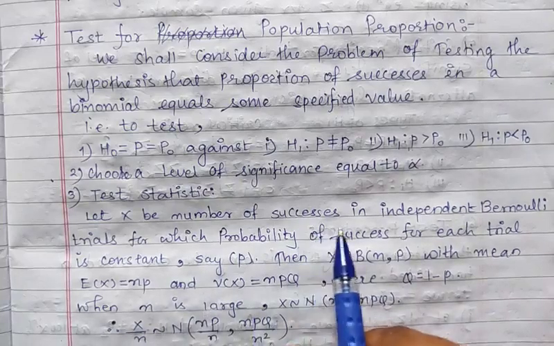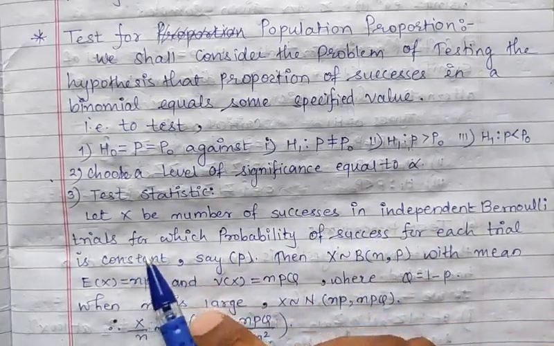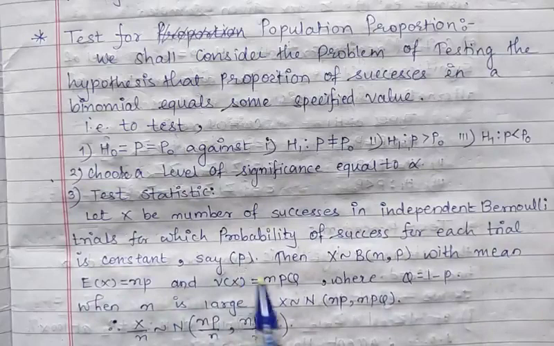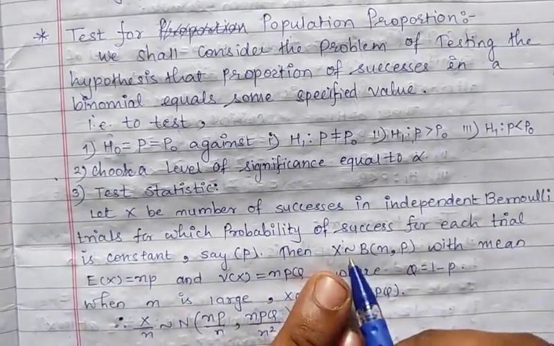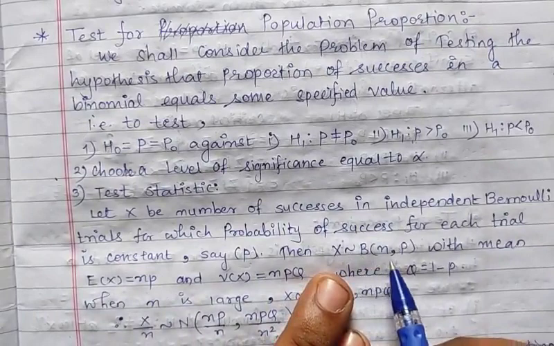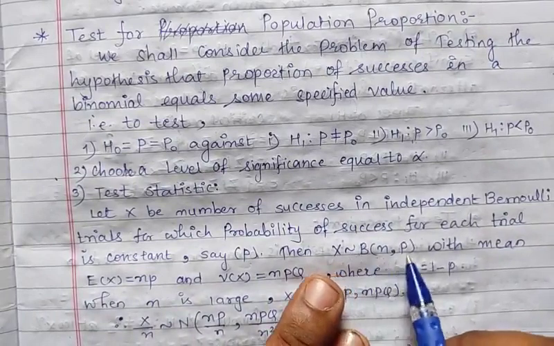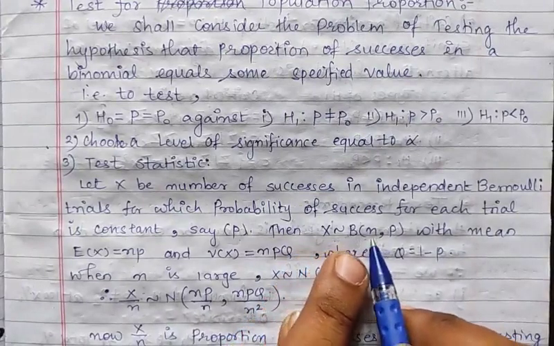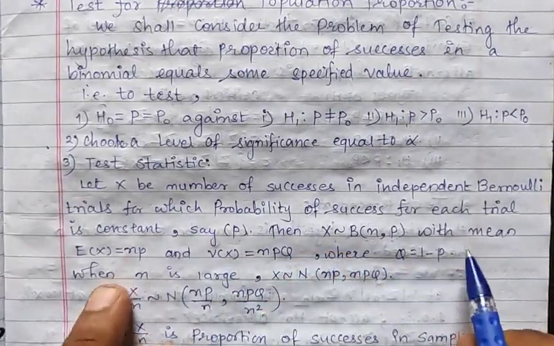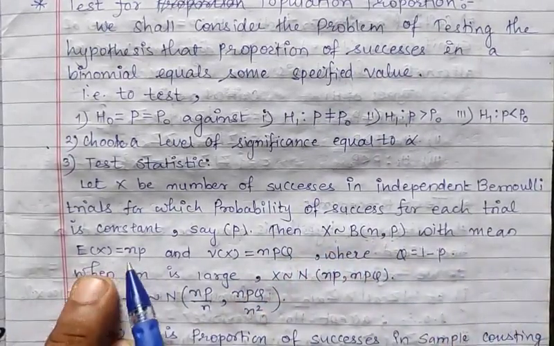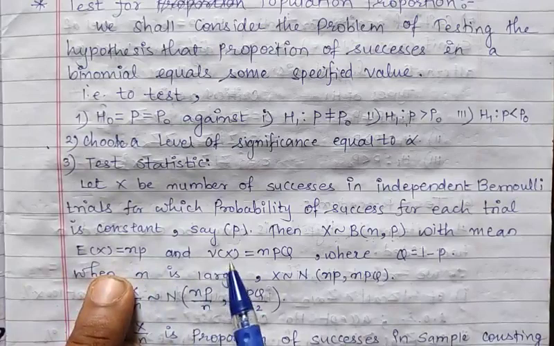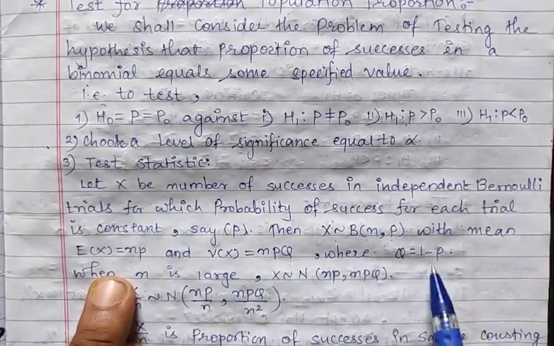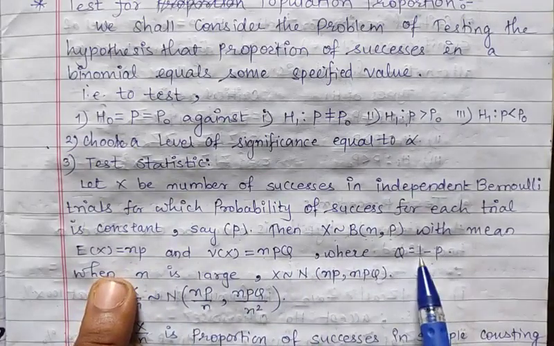Let X be the number of successes in n independent Bernoulli trials for which the probability of success for each trial is constant, say value P. Then X has a binomial distribution, denoted B(n, P), with mean E(X) equal to nP, and variance V(X) equal to nPQ, where Q is equal to 1 minus P, that is P plus Q is 1.